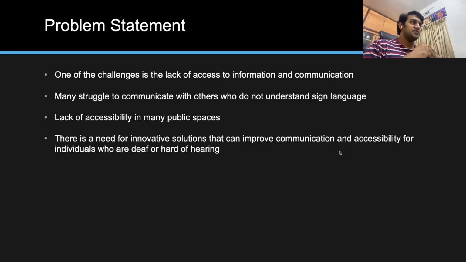There's also a lack of accessibility in public areas. Like I said, in libraries or in institutions, there are not many people who have knowledge of sign language and how to use it for communication. So many struggle to communicate with others who do not understand sign language. If there's a person with a hearing disability or someone who uses sign language, the person they're sharing it with does not know that sign language. So that's an issue. There's a need for innovative solutions to improve this communication gap and the accessibility and knowledge of sign language. That is our particular problem statement.